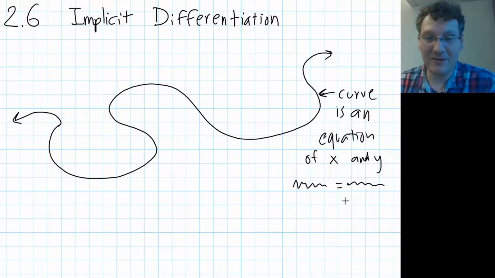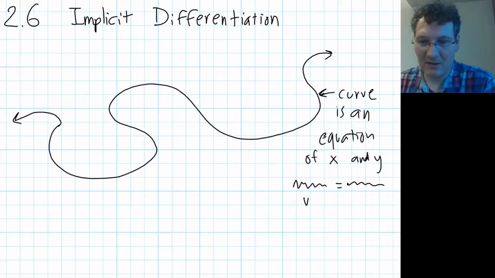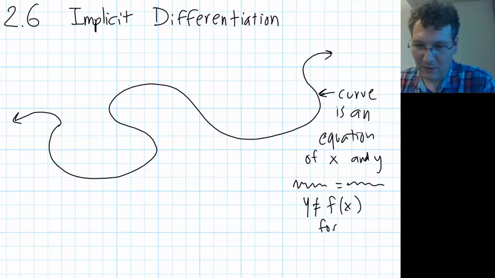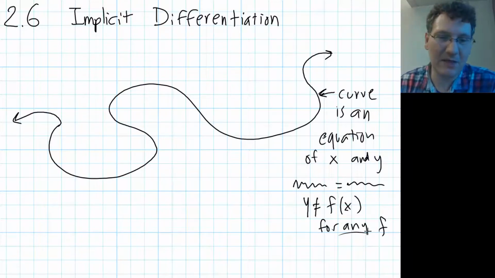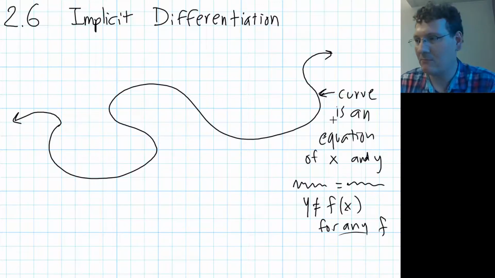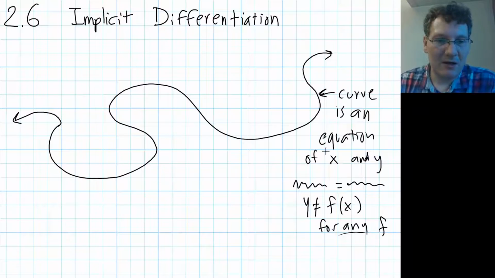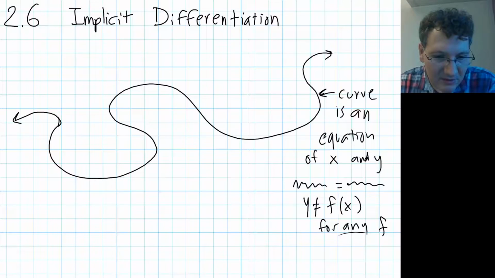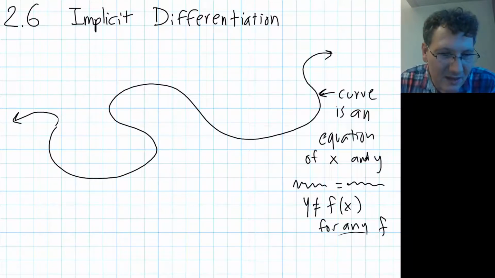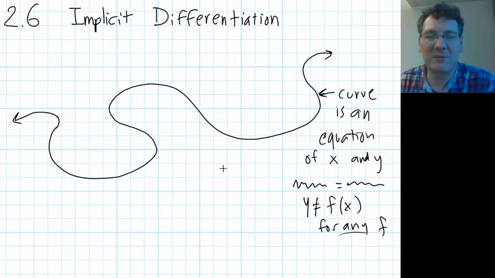Now this is not a function. Y is not a function of x. Y is not equal to some function of x for any f. You couldn't find a function because this doesn't pass the vertical line rule. But I drew a little bit of a corner there, so let's make that a little bit more smooth so that you believe me when I say that this is a differentiable curve. Differentiable meaning it's a smooth curve.